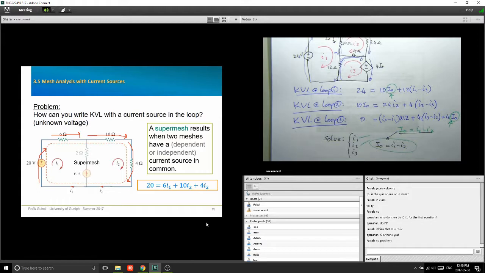So that would be the equation: 20 equals 6I1 plus 10I2 plus 4I2. That's your super mesh equation. You still need another equation to be able to solve those two equations in two unknowns, right? So you're going to look at your shared current source. That's the one that caused you the problem in the first place. That's the one that's going to provide you with the solution. And that equation is going to be I2 minus I1 equals 6. Okay?